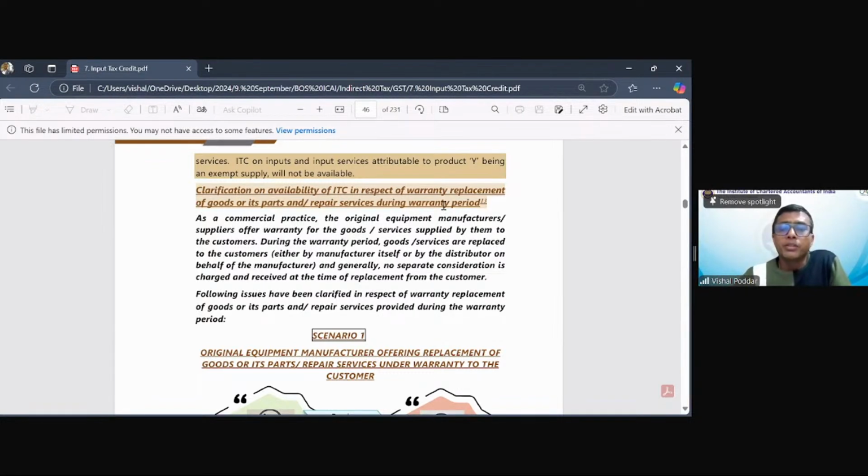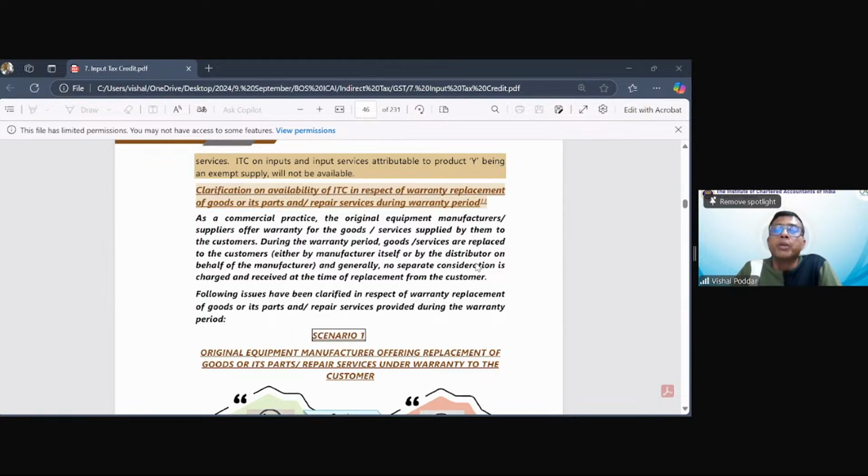The answer given in this circular is no, because even though under warranty I am giving this picture tube free of cost to be used or changed in your TV, still the circular says, and this has come from the excise era, that this picture tube which I am providing is, even though appearing to be free, but as a businessman, I would have already included the value of this picture tube in the cost of my TV by applying the costing principles.